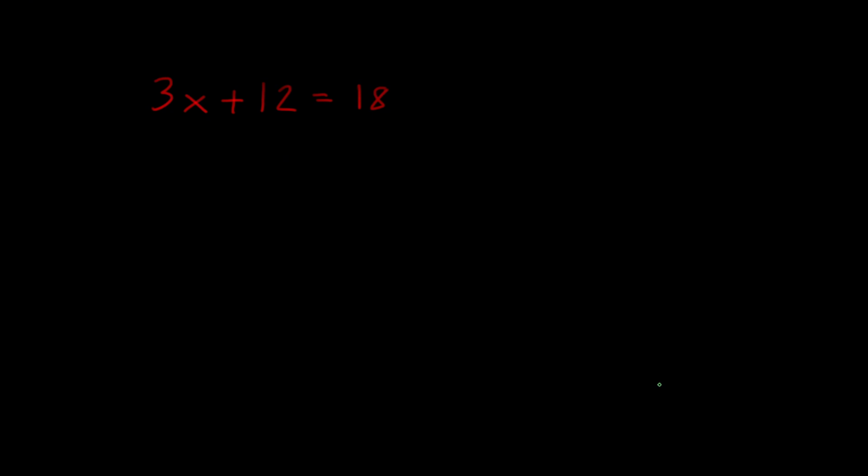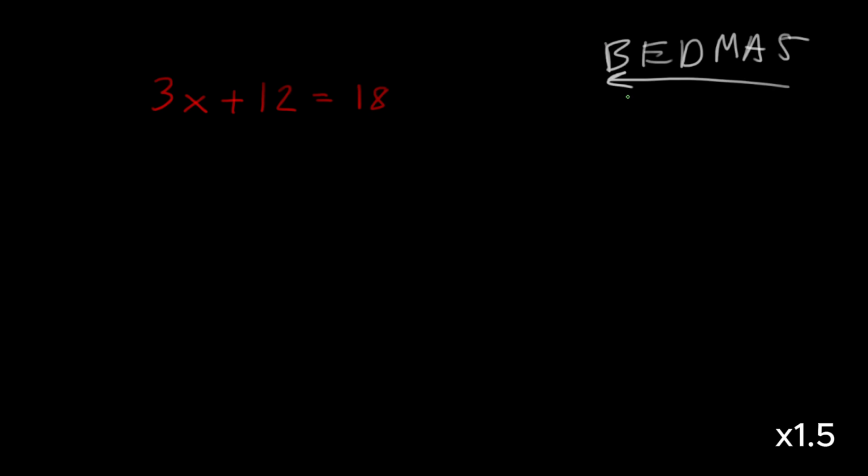First question here. Whenever you see more than one operation that needs to be reversed, you want to follow BEDMAS backwards. When you're evaluating an expression, you do BEDMAS forwards, but when you're isolating for a variable, you actually want to do it backwards. So in this case, you want to start with adding and subtracting. If you don't know what BEDMAS is, click on the link on the screen now.